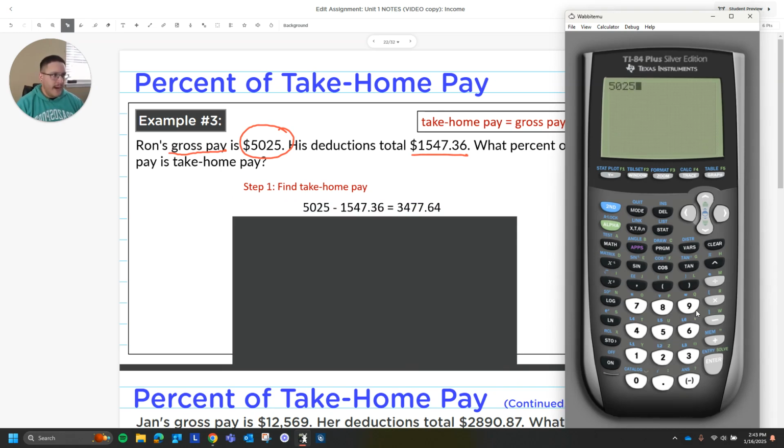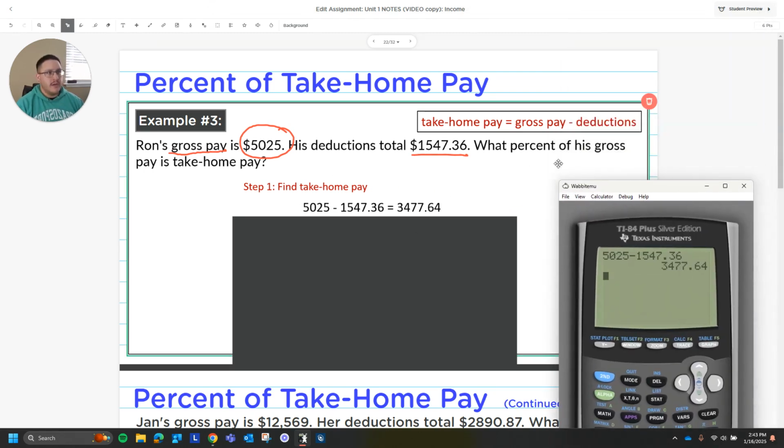So 5025 minus 1547.36 gives us a total of $3,477.64. Now our take-home pay, to find our percentage, what percent of his gross pay is take-home pay?